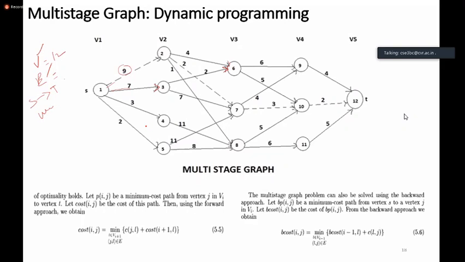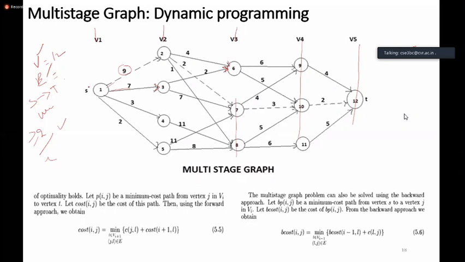Then the third property is what? It is partitioned into more than or equal to two partitions. That means what? This is one partition, this is one partition, and this is one partition. This is one partition. This is one partition. Are you clear now? That means the graph is partitioned. That's why we call this a multi-stage graph.